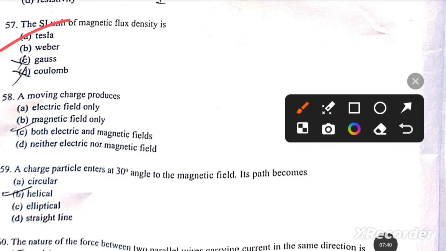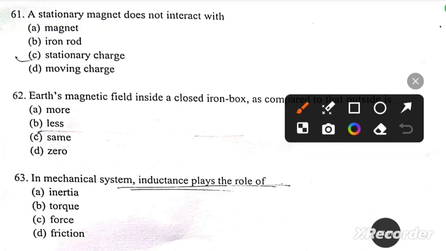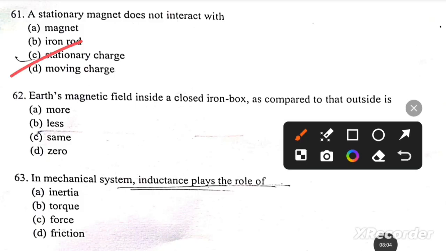A moving charge produces both electric and magnetic fields. A charged particle enters at 30 degrees to the magnetic field. Its path becomes helical. The nature of the force between two parallel wires carrying current in the same direction is attractive. 61. A stationary magnet does not interact with a stationary charge. Earth's magnetic field inside a closed iron box as compared to the outside is less. In a mechanical system, inductance plays the role of inertia.